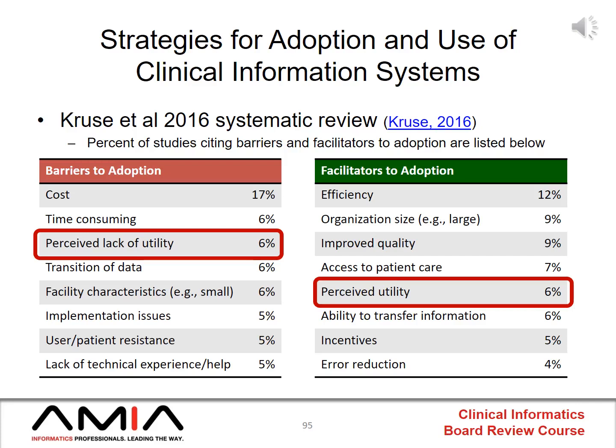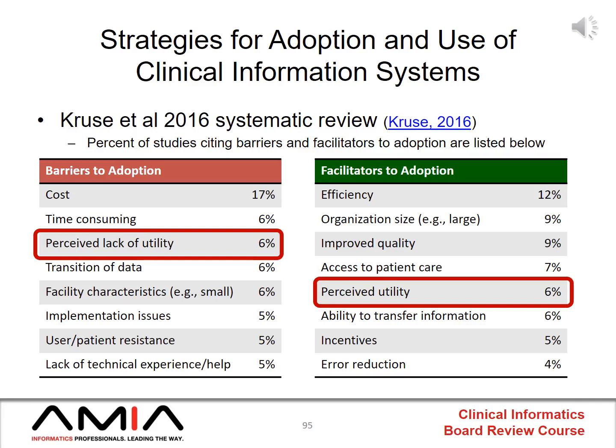In many of the change strategies and theories that we've discussed previously, you'll note that the perceived utility has been cited as an important factor, and I think the fact that it has been perceived as both a barrier as well as a facilitator to adoption supports this. The barriers to adoption are what you might expect. An EHR is extremely expensive, so cost is a significant barrier. It's also very time-consuming to implement an EHR, and data migration is also an incredibly important barrier to adoption as well.